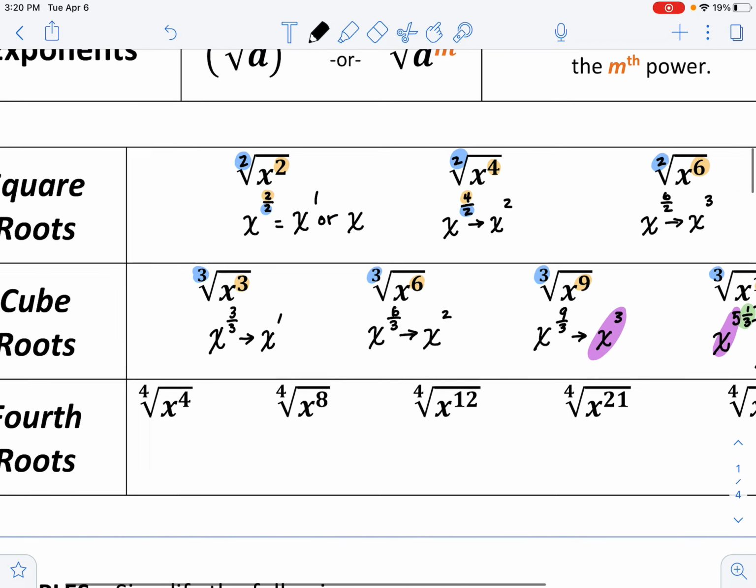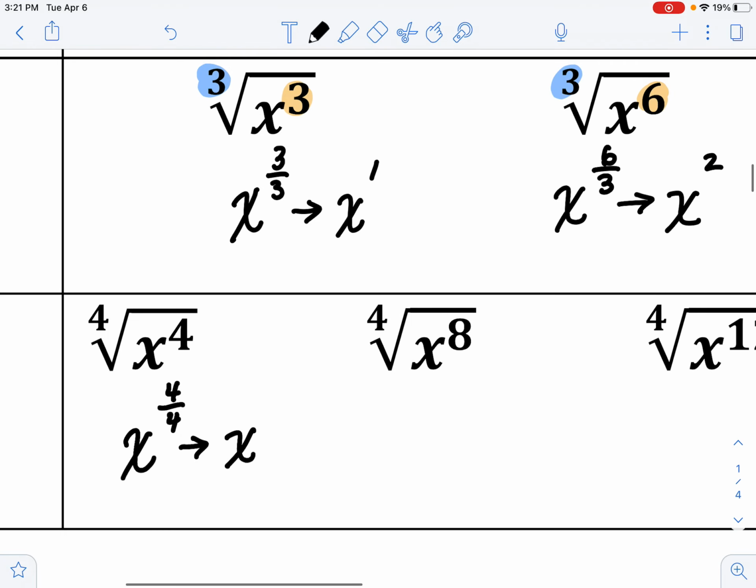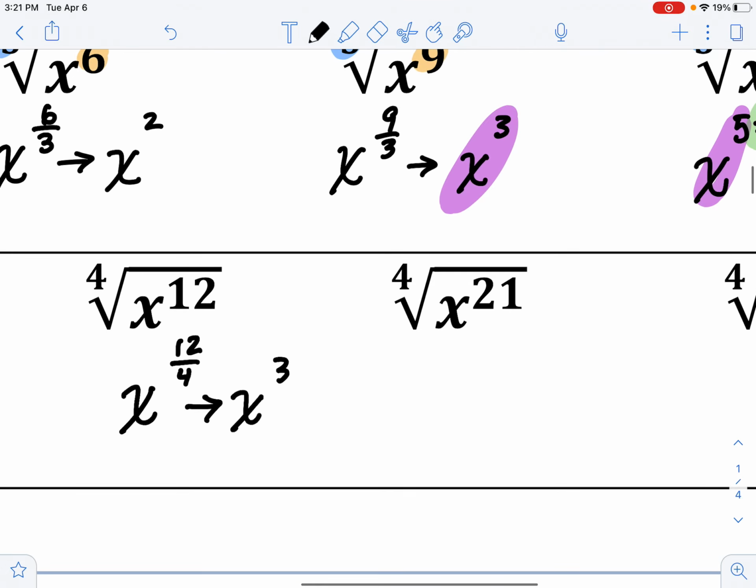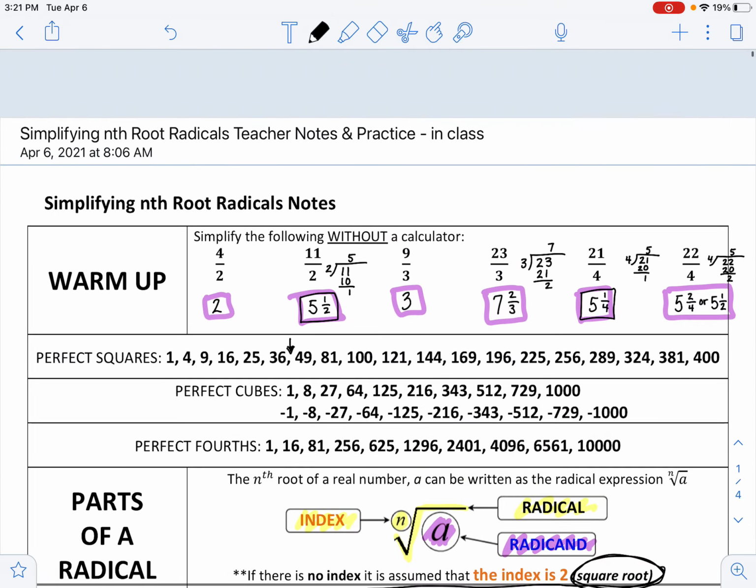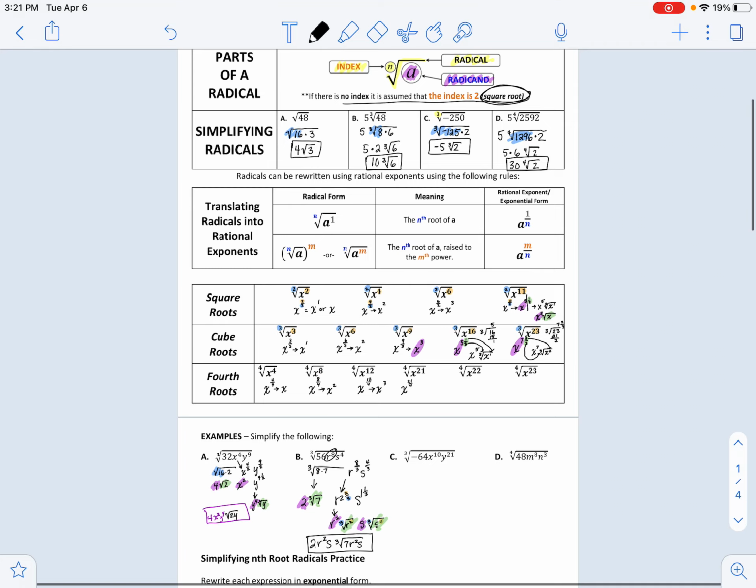All right, last one, fourth powers. So you should be getting pretty good at this now. So this would be x to the 4 over 4, which would be x to the first, x to the 8/4 power, which would be x squared, x to the 12/4 power, which would be x cubed, x to the 21/4. Ooh, that doesn't simplify. Did we do that one up at the top? 21/4? Yeah, right here. We got 5 1/4. So you don't have to do it again down here.